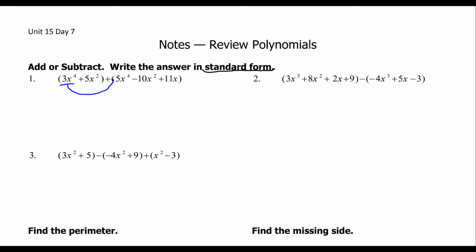plus 5x to the 4th. Okay, that's going to be 8x to the 4th. And then we're going to do 5x squared. Okay, let's do that one in red. So 5x squared plus negative 10x squared. So that's going to be minus 5x squared.